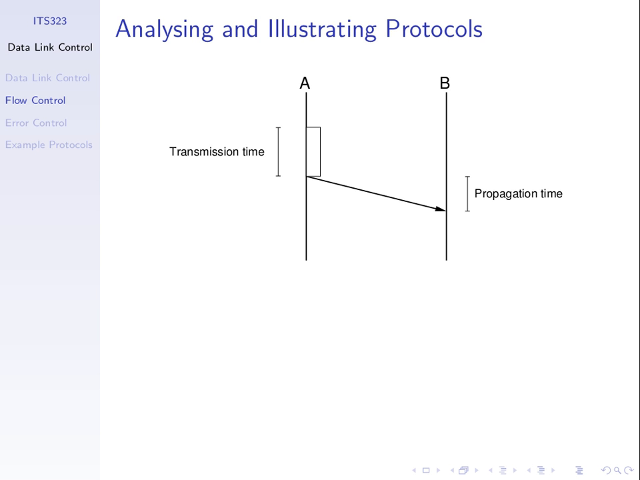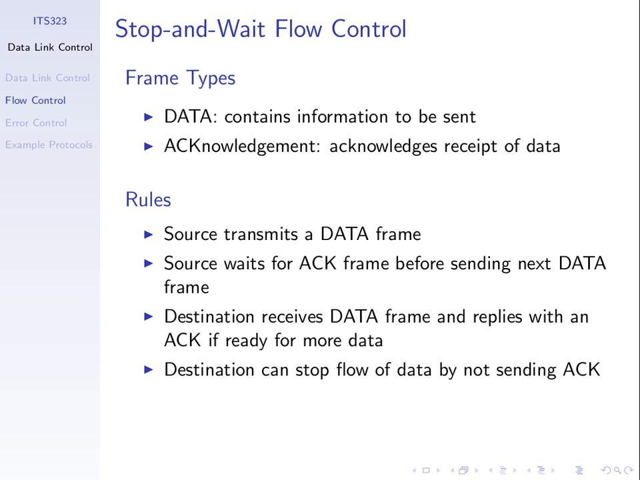So now, flow control. The receiver needs to tell the sender to slow down when it's receiving too fast or is filling up its memory, so that it's got more space available in the memory. How does that work? Well, the simplest protocol we have available to implement flow control is called stop and wait, the stop and wait flow control protocol.